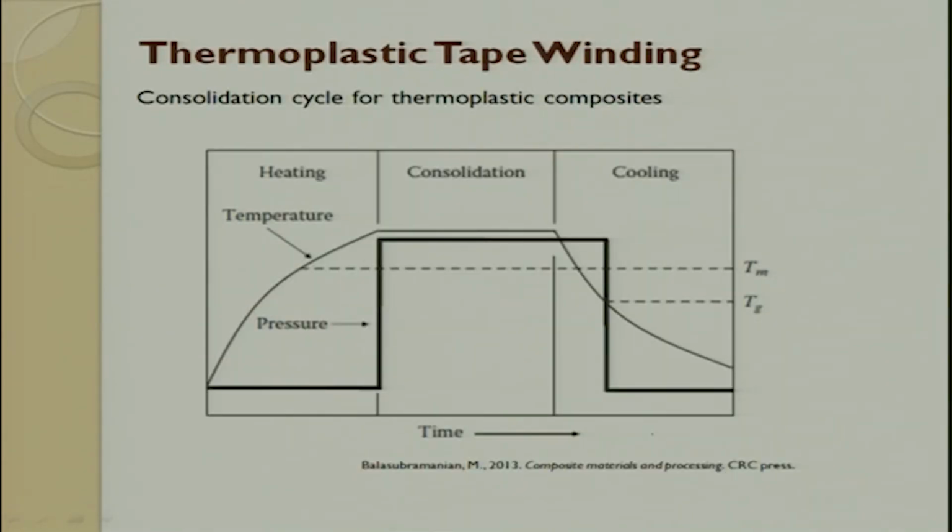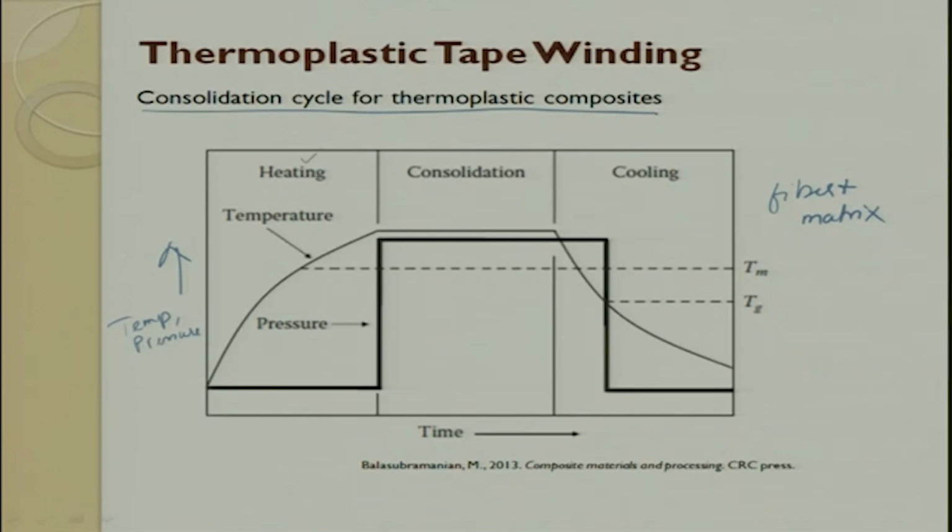So this is the cycle which is used for consolidation. This is otherwise called the consolidation cycle for thermoplastic composite. Here the temperature, time and pressure might vary depending upon the fiber and depending upon the matrix. So the magnitude might change. This magnitude of temperature and pressure changes depending upon the combinations.